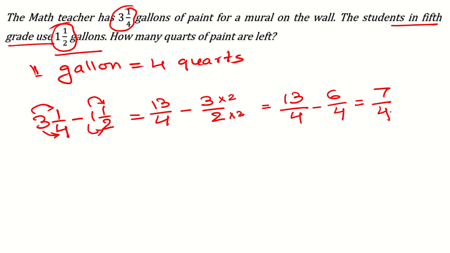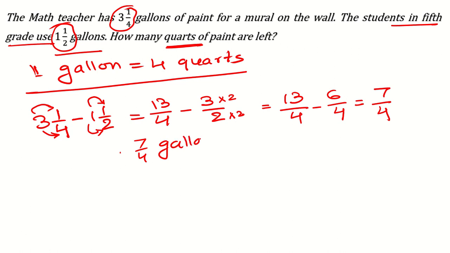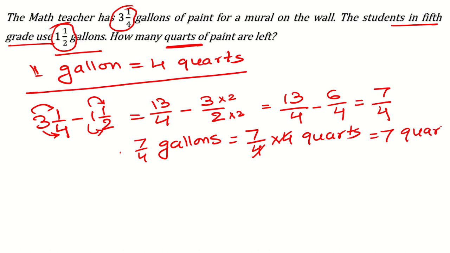So if it has to be the answer, then definitely you will write the answer in mixed fraction. But here they are asking in quarts. So you will write here 1 gallon is equal to 4 quarts. So 7 over 4 gallons is equal to 7 over 4 times 4 quarts. Okay, so 4 up and 4 down cancel, so the answer is 7 quarts. Okay, like this you can do the question.